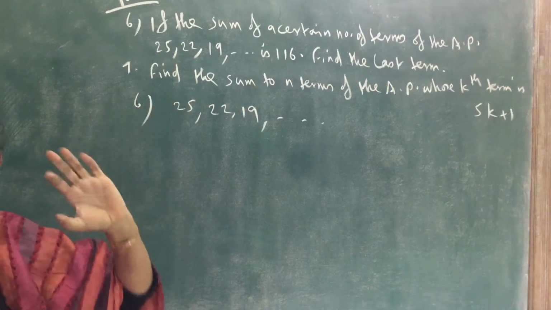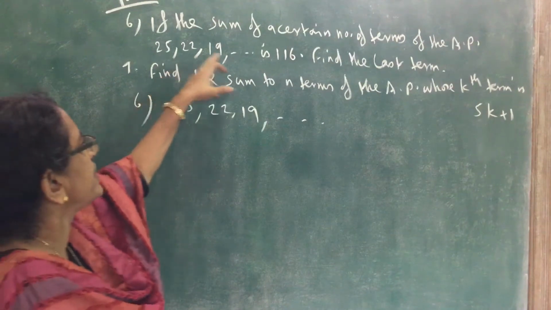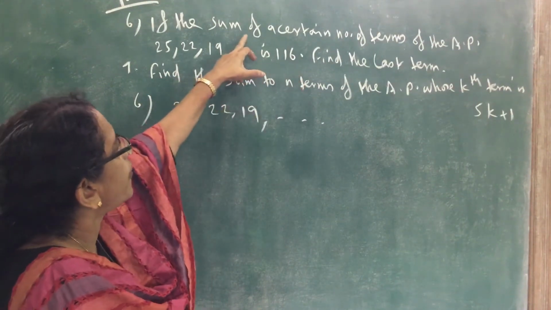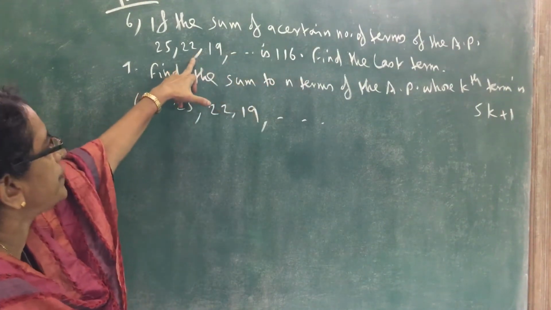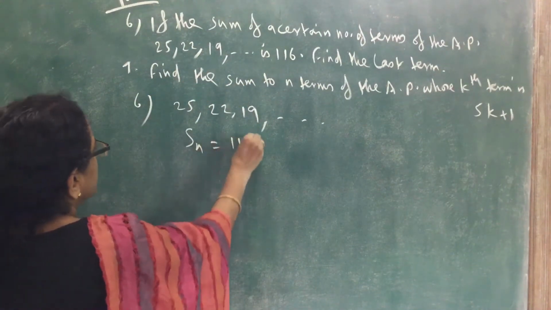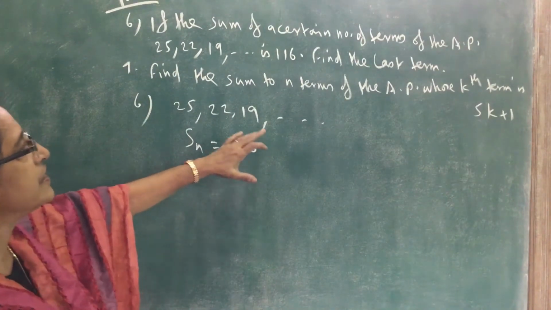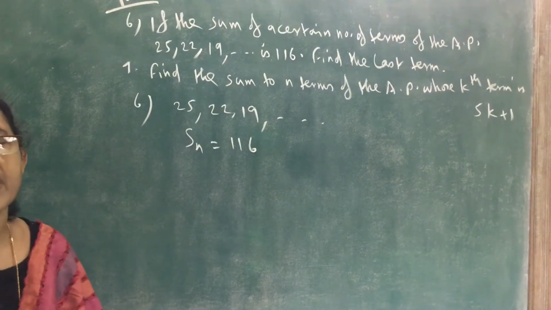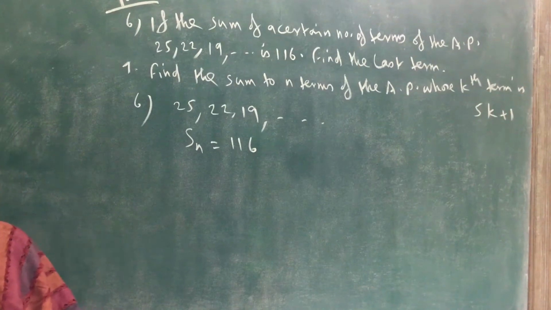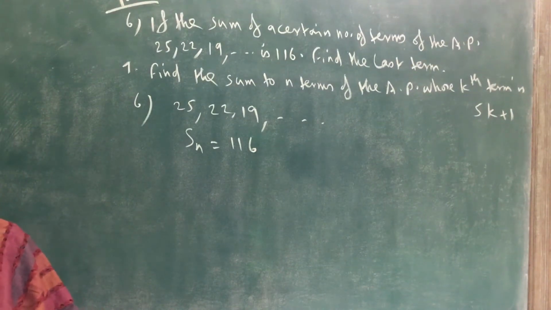So suppose the number of terms is n. So Sn, the sum of n terms, is given as 116. Given that Sn equals 116, then we have to find the last term. So if there are n terms in the AP, find the last term means we have to find the nth term.